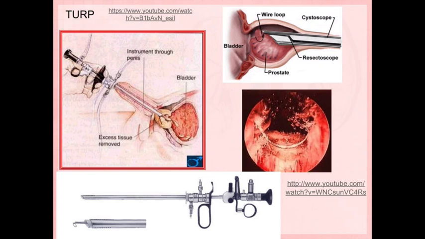Therefore, glycine or some other non-electrolytic fluid is used. Clots can be evacuated with an Ellik or Toomey syringe. A TURP can also be done for cancerous prostate on patients that cannot have a radical prostatectomy or to relieve symptoms.